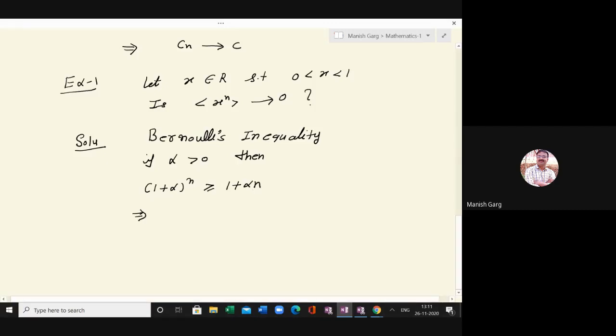So you can write 1 upon (1 plus alpha)^n is less than or equal to 1 upon (1 plus n alpha), and this is less than 1 upon n alpha. Yeah, you can write it this way because you are removing 1 from the denominator, so this is less than, not less than or equal to; this will be this.